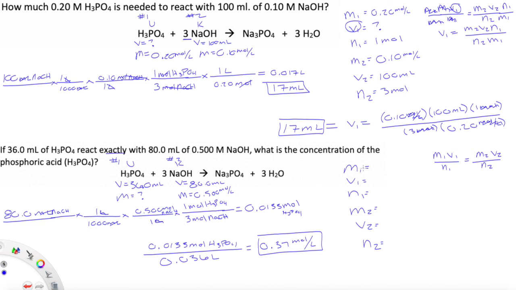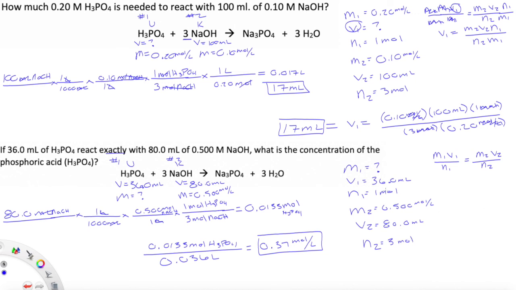So my molarity for phosphoric acid, I don't know that. That's what it's asking me to calculate. So I'm going to put my question mark right there. It's telling me that I have 36.0 milliliters for my volume. And in my balanced chemical equation, there is no coefficient, so that means I just have 1 mole of that substance in my equation. And then for sodium hydroxide, my molarity is 0.500 moles per liter. My volume is 80.0 milliliters. And my mole amount for my balanced reaction is 3 moles.